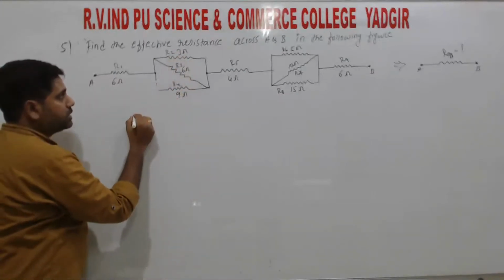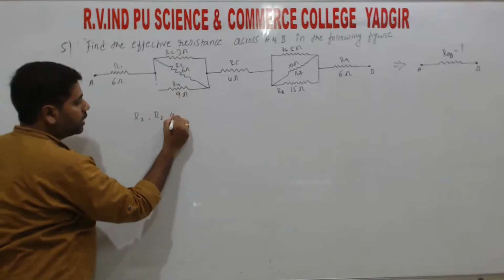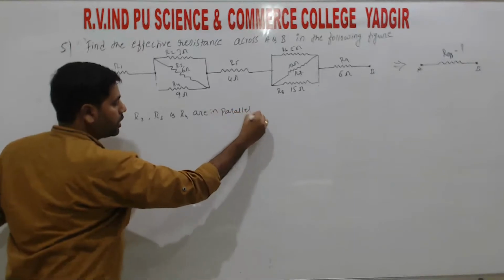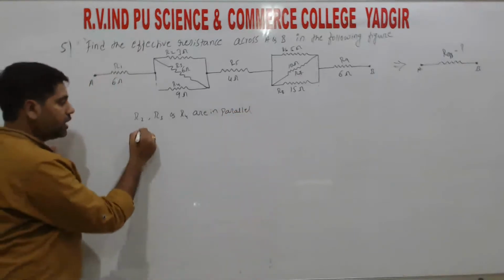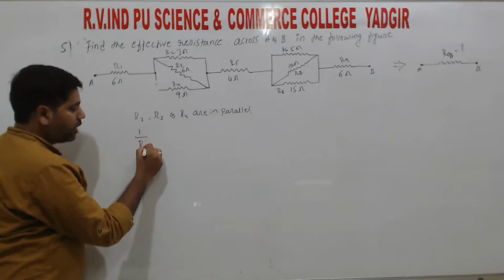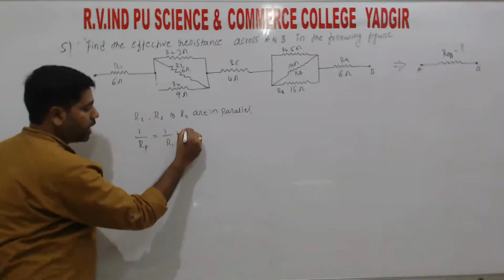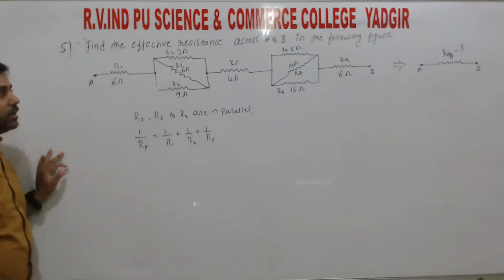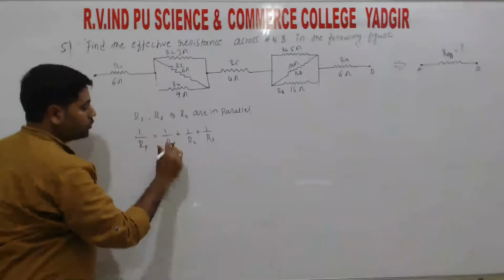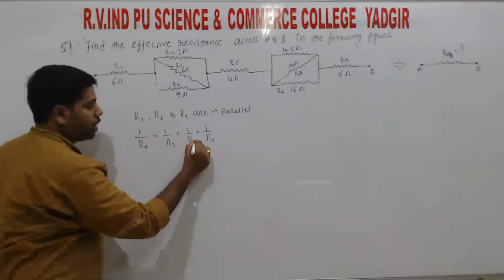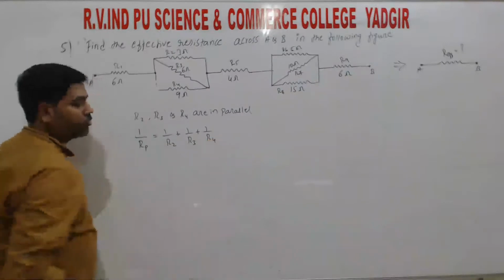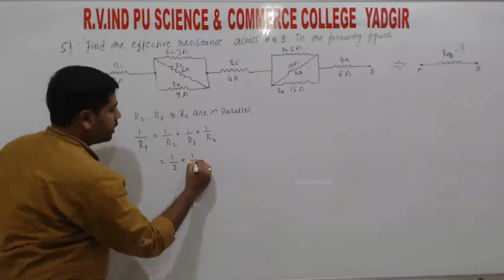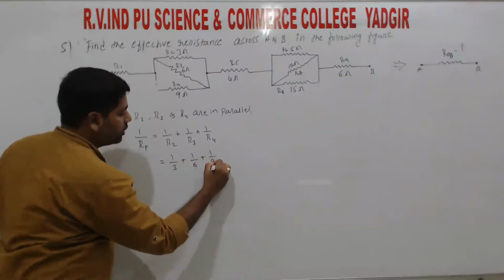To find the effective resistance, R2, R3 and R4 are in parallel, right? To find the effective resistance in parallel, we have the formula 1 divided by Rp equals 1 divided by R1 plus 1 divided by R2 plus 1 divided by R3. Right? So here we have R2, R3, R4. So 1 divided by R2 is 3 ohm, plus 1 divided by 6 plus 1 divided by 9.